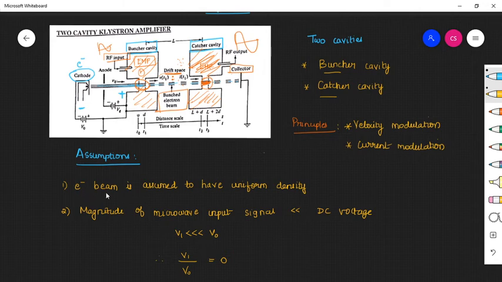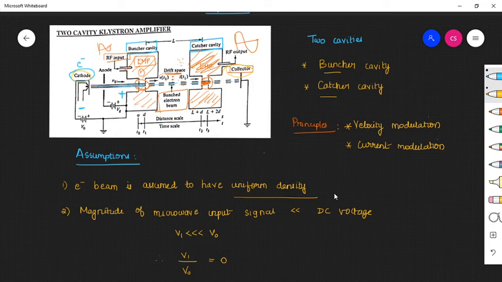The first assumption is that the electron beam is assumed to have a uniform density, because the electrons are emitted by the cathode and the same electrons are collected by the collector. What gets changed is the velocity of the electrons and the energy possessed by them. Since the cathode emits an electron and the same electron is collected at the collector, we assume that the electron beam travels with a uniform density.